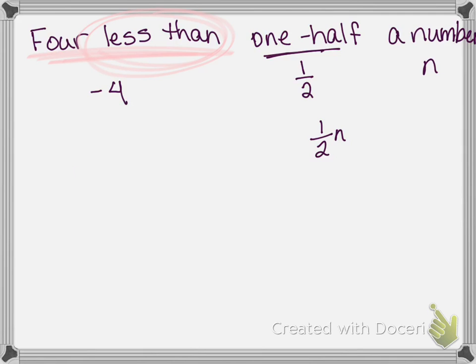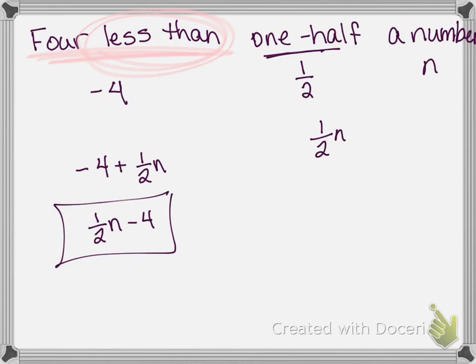Now, if you wrote this -4 plus 1/2 n, there's nothing mathematically incorrect about that. Okay? In general, you're going to see it as 1/2 n minus 4. This is the correct answer based on the words. 4 minus 1/2 n is incorrect. Okay? If students make a mistake, they write it like this. 4 minus 1/2 n. Okay?